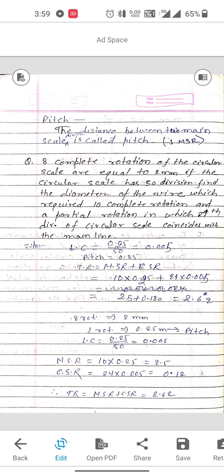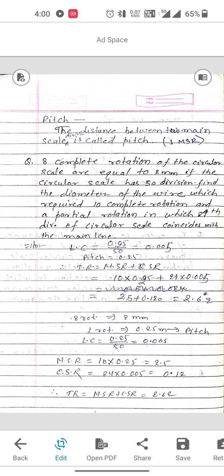Pitch equals 2 by 8, that is 0.25 mm. Total divisions are 50, so the least count is 0.25 by 50, that is 0.005. Pitch equals 0.25 mm, that is the answer here for one complete rotation, so 8 rotations of the circular scale equal 2 mm.